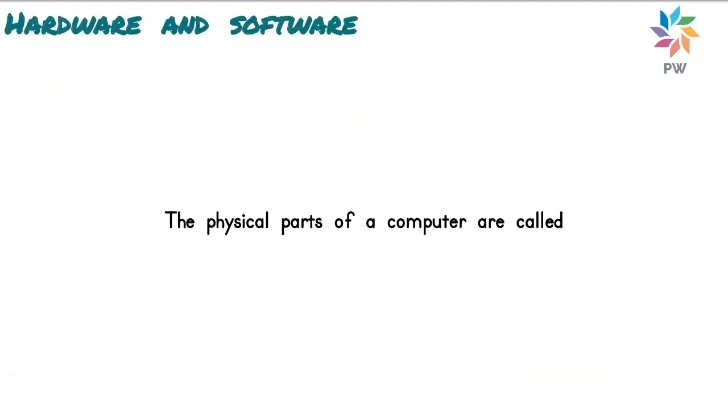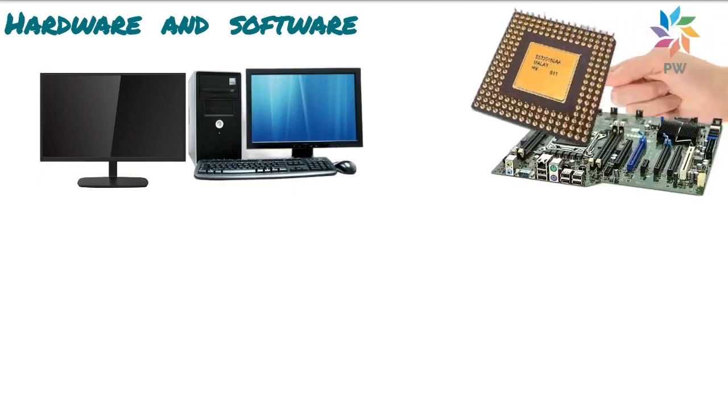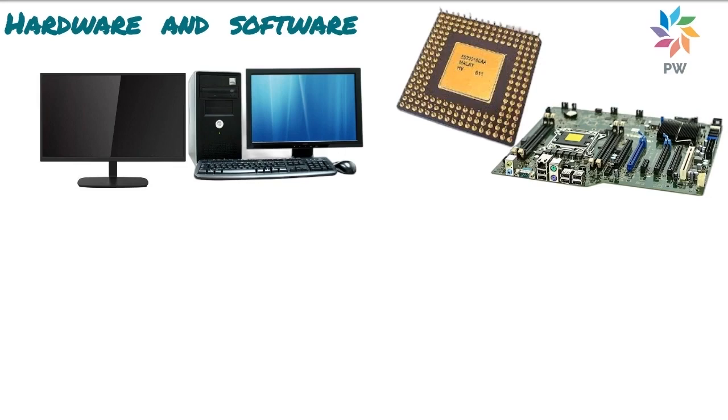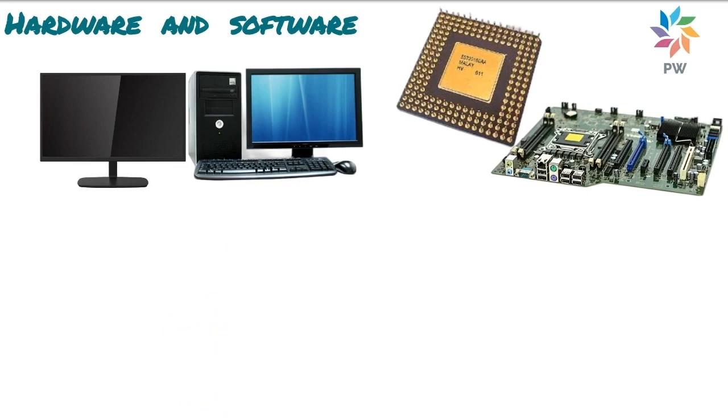Now we will see about hardware and software. The physical parts of a computer are called hardware. These include things we can see, such as the monitor and computer case, as well as the things we can't see, such as the motherboard and microprocessor inside the computer case. Things like programs, the operating system and firmware, a type of program that is embedded into the microprocessor, are called software. They allow users to access the capabilities of the hardware.